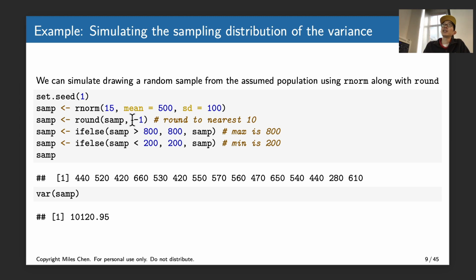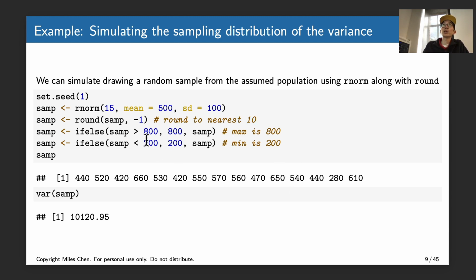But we have to round to the nearest 10. So we're going to use round, and we're going to say keep -1 places after the decimal. Normally round 0 will round it to the nearest whole number. Round 1 will keep it to the nearest 1 place after the decimal, the 10th place. But you can also put in negative numbers, and -1 will round to the nearest 10, so like 540 and things like this.